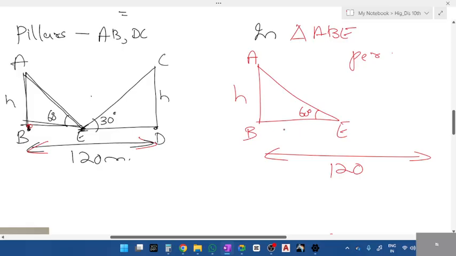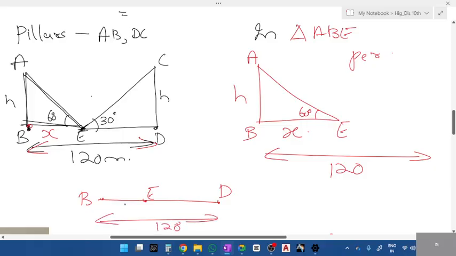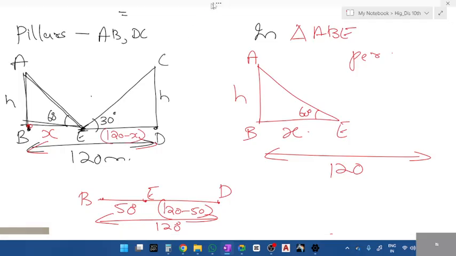What can we take BE as? If BE is X, the entire thing is 120. What will be the value of ED? Who can tell me the equation? Okay, I'll write it like this, 120 here. If BE is 50, students, how will you find the value of ED? 120 minus 50. So we are subtracting, right? In the same way, if we take BE as X, what will you take ED as? Very good. 120 minus X.